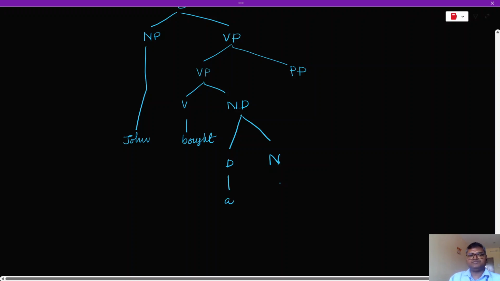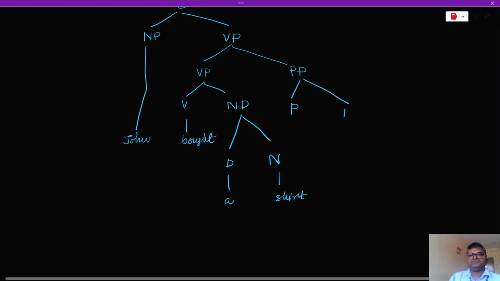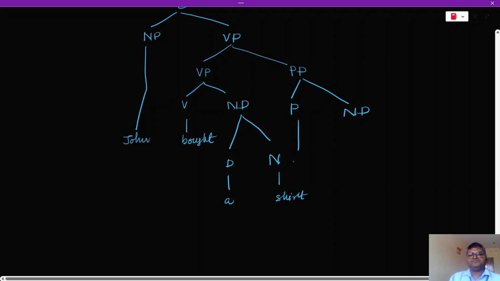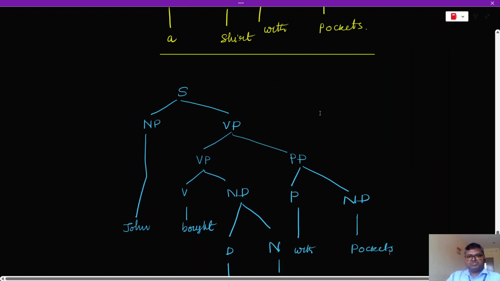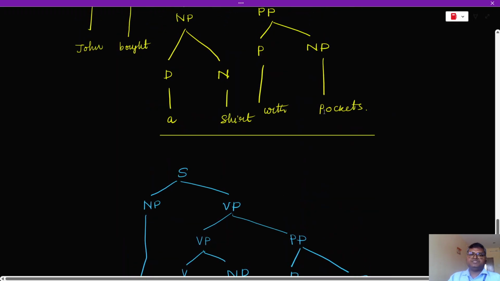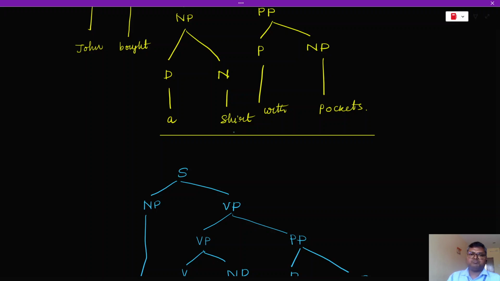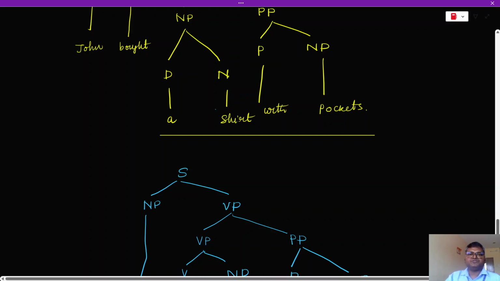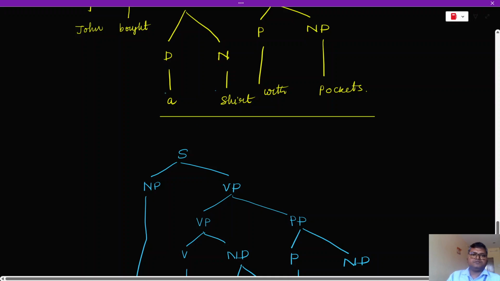Determiner is a, and this is shirt. And this preposition phrase is preposition and noun phrase. This is with, this is pockets. Now both are correct, both are valid, but what meaning? Here it is shirt with pockets. That is one phrase. Shirt with pockets. This is a single phrase.